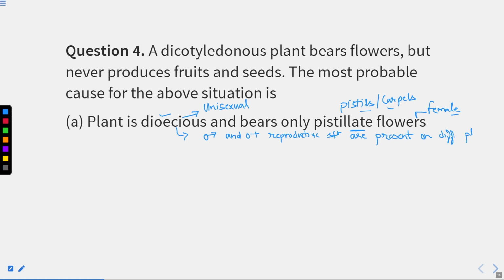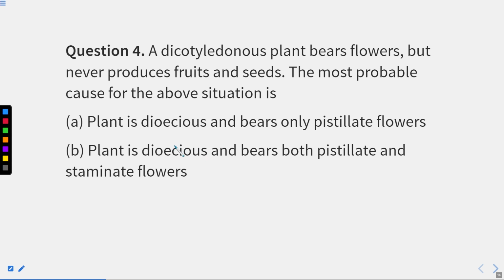Okay, this is known as dioecious plants. Now let's have a look at the second option. Plant is dioecious and bears both pistillate and staminate flowers. Means it has pistil and it has stamens also. Staminate means it contains stamens. If the flower has the pistil, it is known as female flower. If the flower has stamens, it is known as the staminate flower.